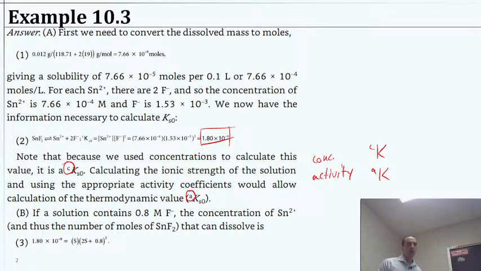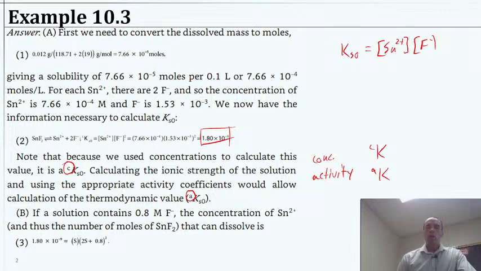Okay, so part B says if we have a solution containing 0.8 moles per liter of F minus, what is the concentration of the tin, and thus the number of moles of that stannous fluoride that can dissolve? We can essentially set up an algebraic equation for that, and that's going to come from, again, the K of the solubility. Could use activity here, of course. Here's our equation, and now we need to substitute.